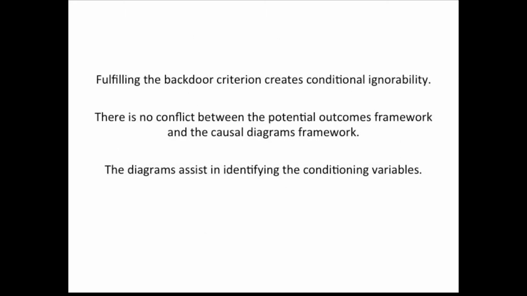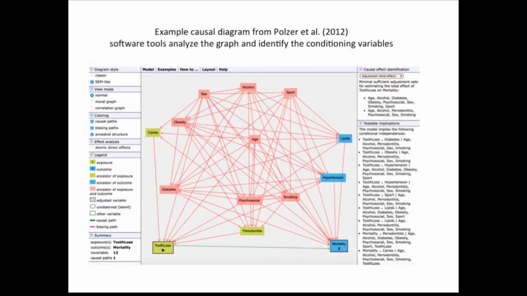So there's no real conflict between this framework and Rubin's potential outcomes framework. They're actually quite complementary. They don't differ in any way in terms of their substantive advice. It's just, I think the graphical perspective helps us figure out what variables we need to condition on. And there's a website called daggity.net where you can draw one of these diagrams in your web browser. And as you're drawing it, it will identify automatically what variables you have to control or condition on.